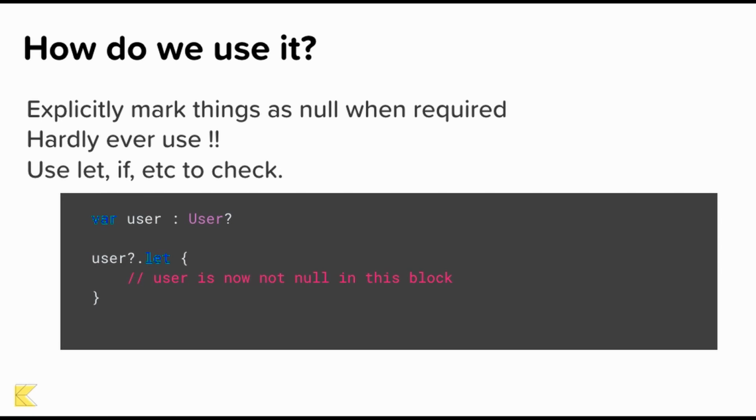And then we use let, if, etc., all those different options to check if your value is null. This is an example where we use the question mark with let, and inside that block, everything will not be null at this point. So you can then assume your user value is not null. We do this in a lot of places, but we also use if checks if we need the else case, that kind of thing. But we've used this quite heavily.